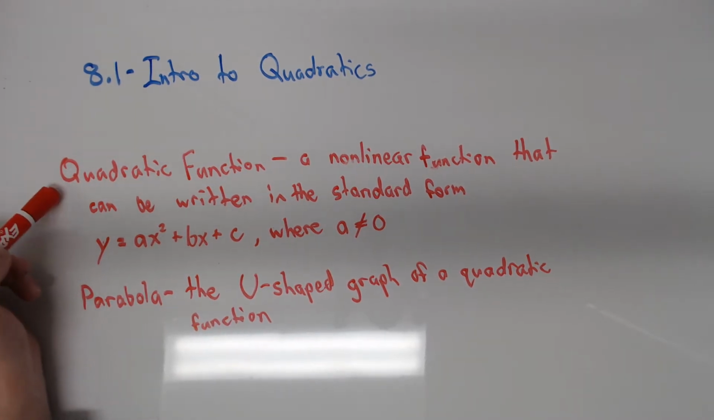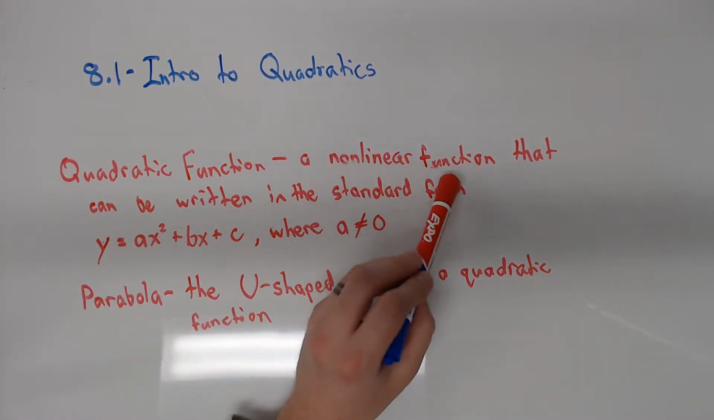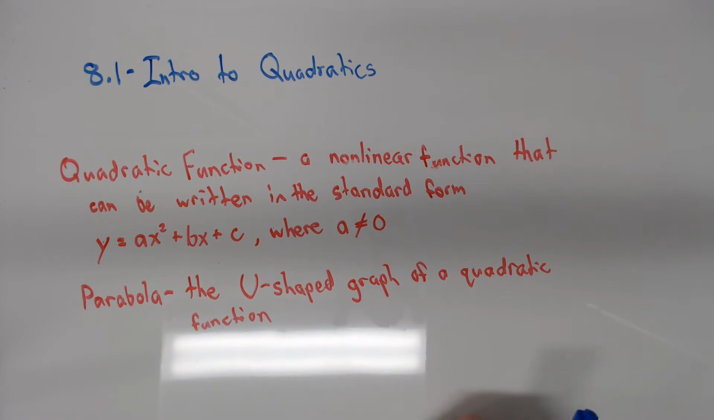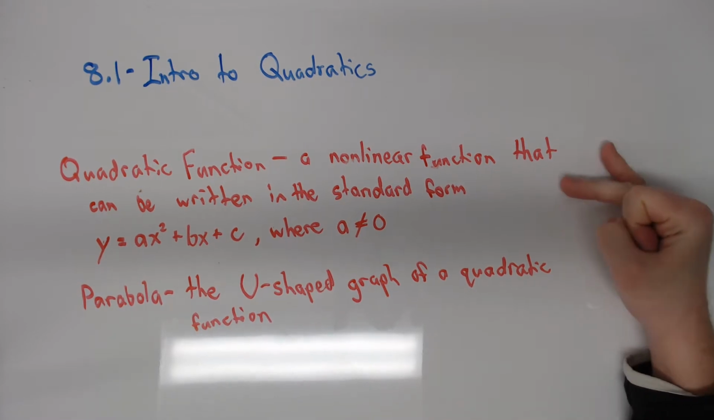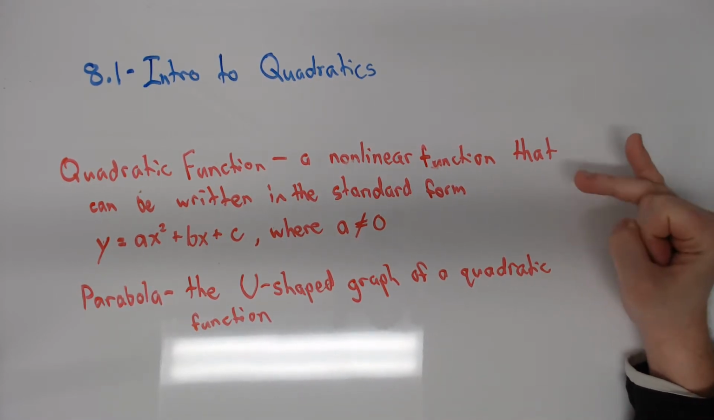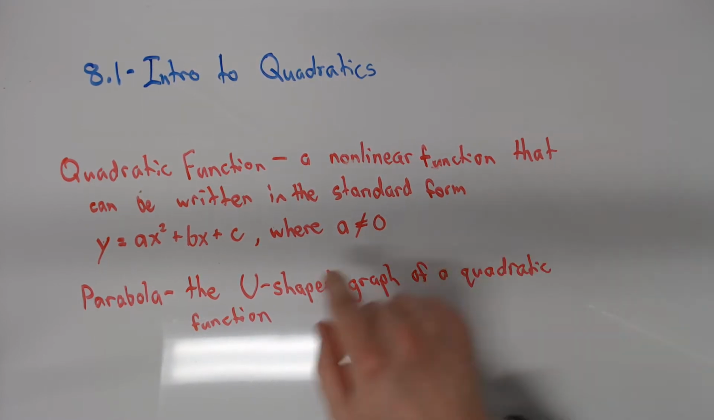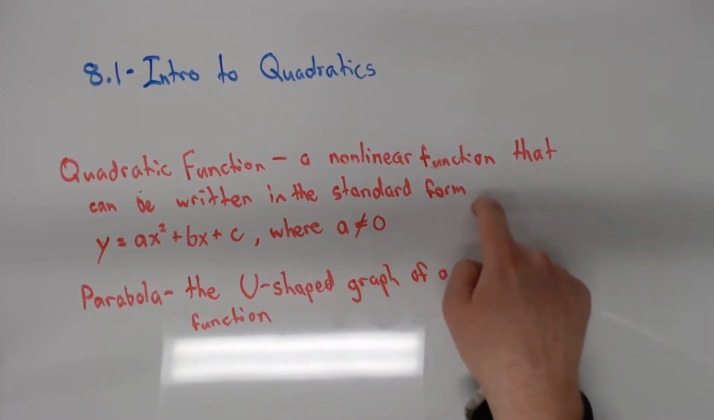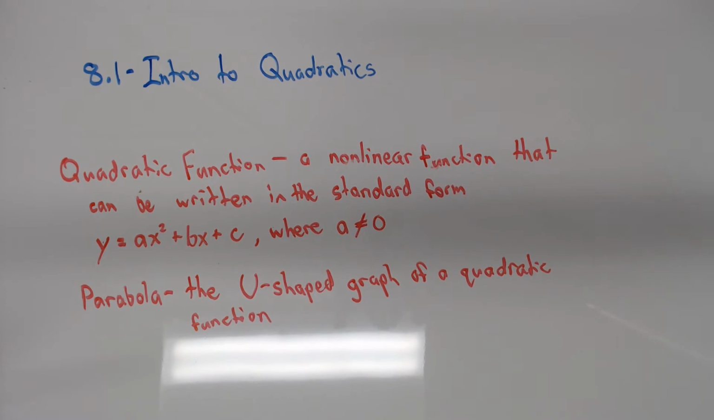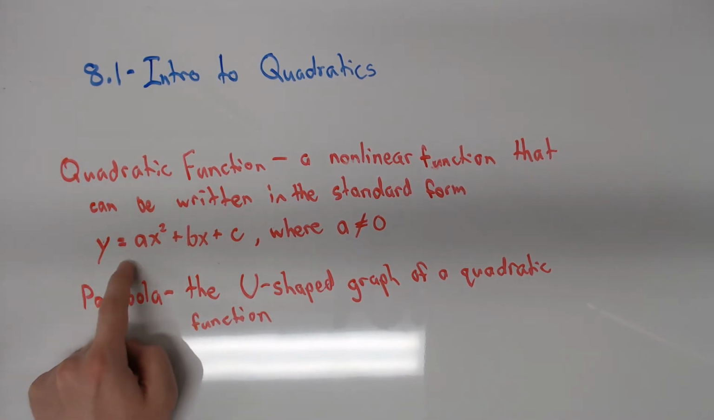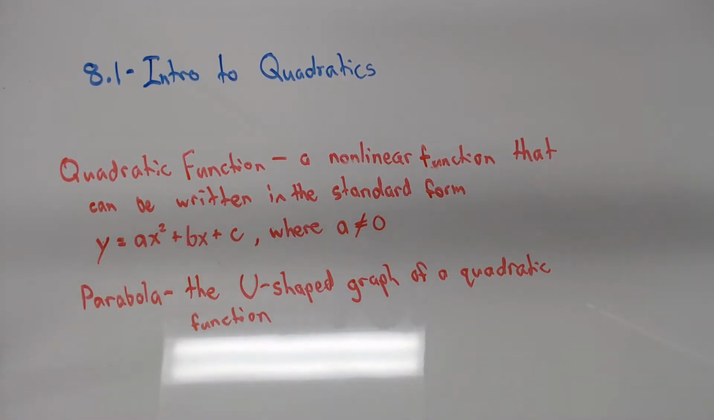So a quadratic function is a nonlinear function. Again, we kind of stopped doing linear stuff after first semester. So exponential functions weren't linear, quadratic functions aren't linear, which means they change at a different rate, a different pattern. It can be written in standard form. Standard form, hopefully you remember from early on in Chapter 7, is highest exponent to lowest: y equals ax squared plus bx plus c.